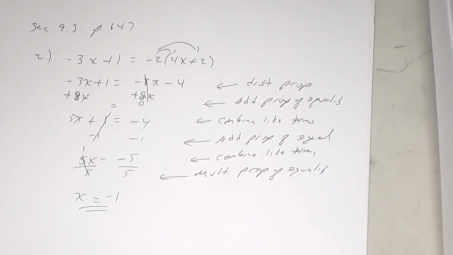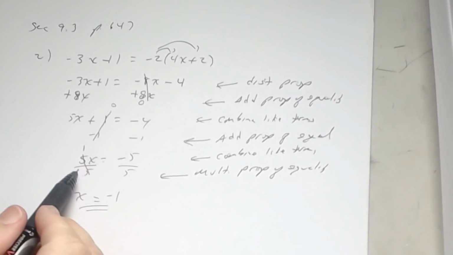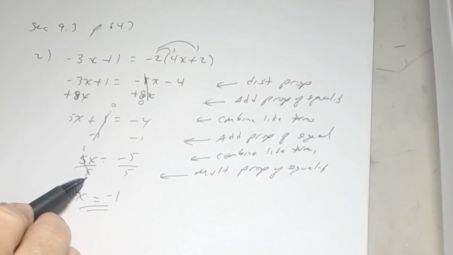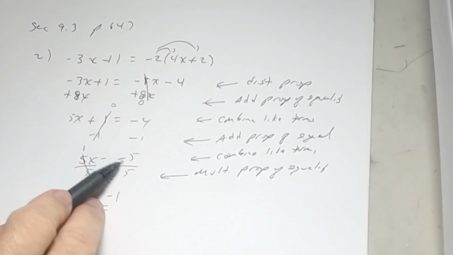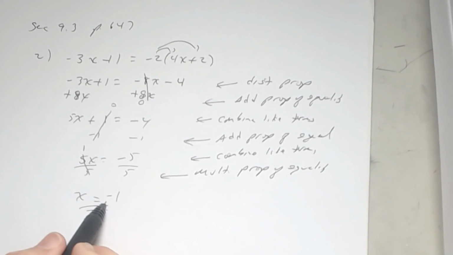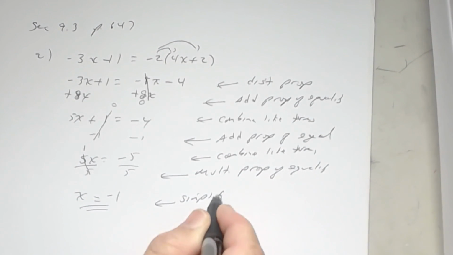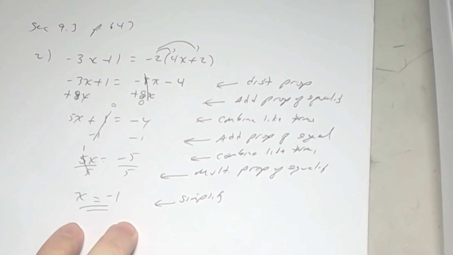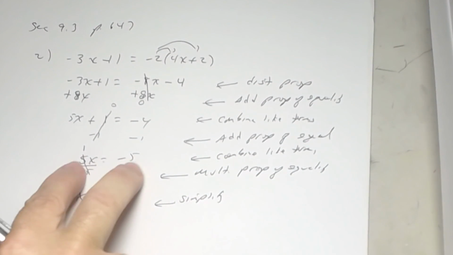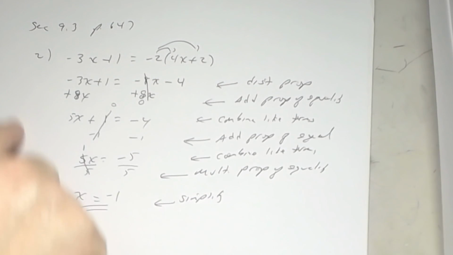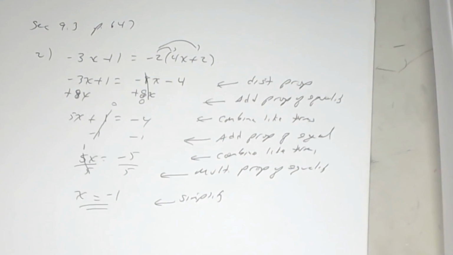Now, once you do the multiplication property of equality, the next step is to simplify. So I simplified by doing this. 5 divided by 5 is what? 1. A negative 5 divided by positive 5 is a negative 1. So that's simplifying. And that's it. So x equals negative 1 is your solution. It's a solution to each of these, but in particular, it's a solution to the original, because that's what I wanted to solve. All these are equivalent equations, so they all have that same solution, negative 1.